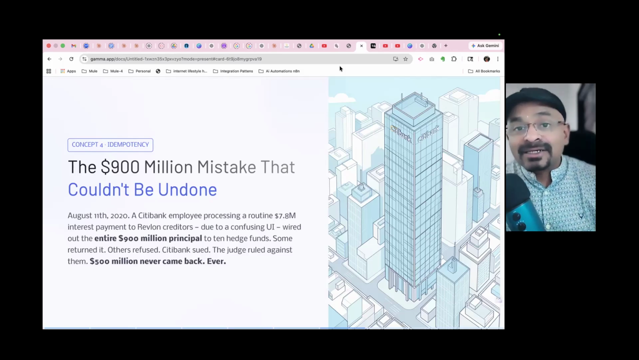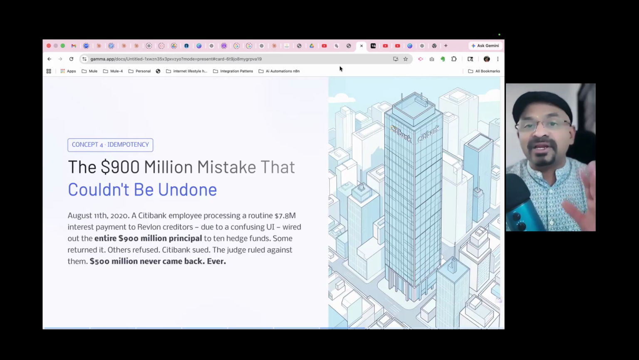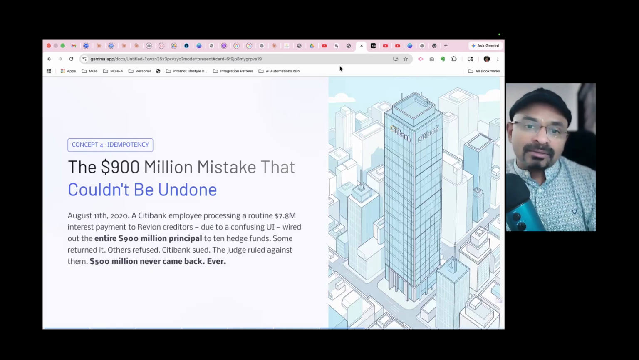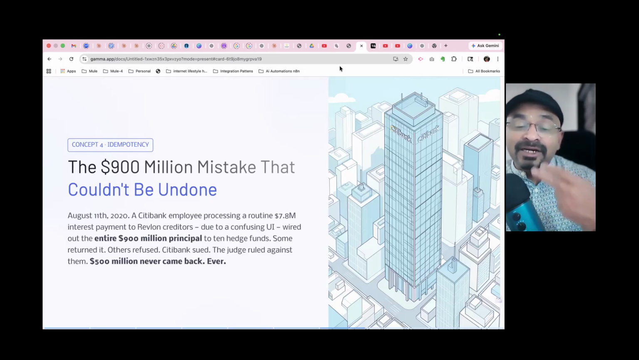So in this incident, Citibank lost $500 million. That is the impact of a mistake. Imagine you are an architect architecting a solution, and you are not considering duplicates. What happens if the same transaction is executed multiple times? For example, in a transaction we are transferring $800,000, and the same transaction happens three times.